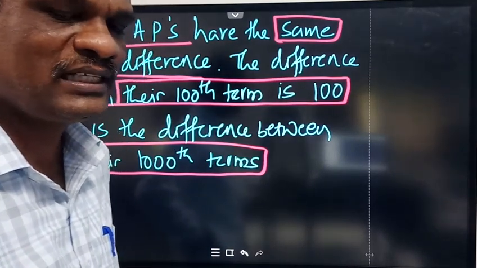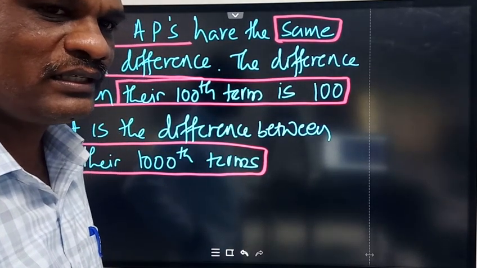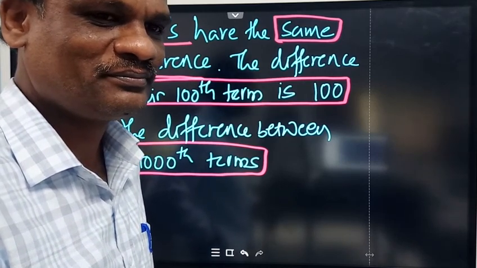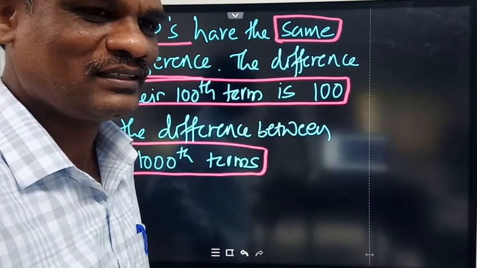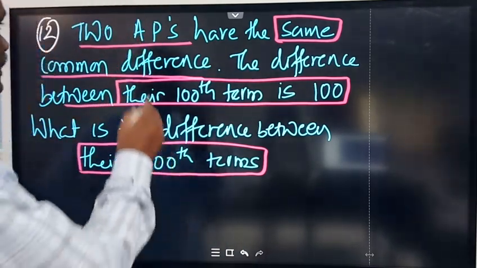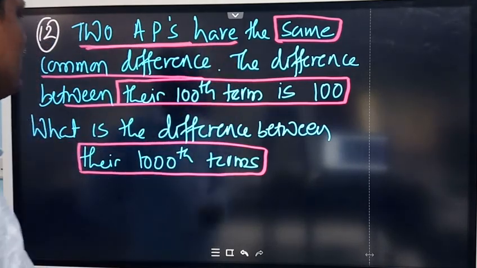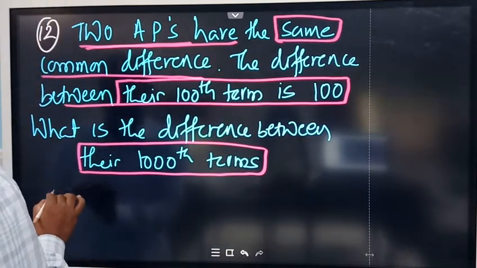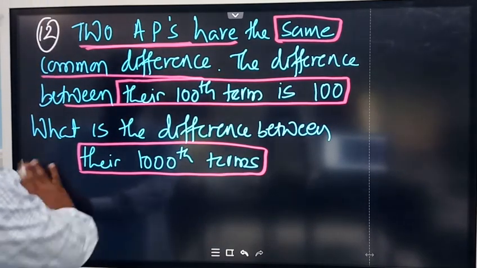Any guesses here? 100, or 1000? 100. Good. So let us see now. Here two APs have the same common difference. Let us take two APs with different first terms.